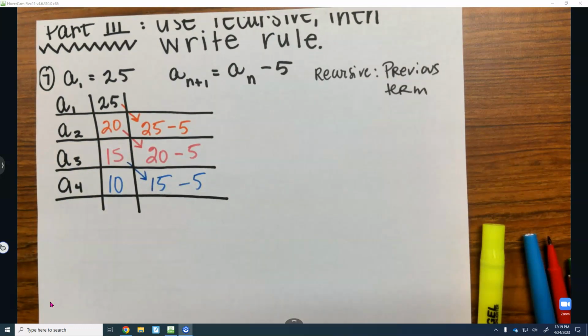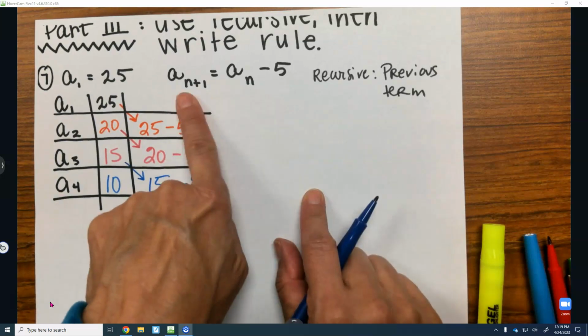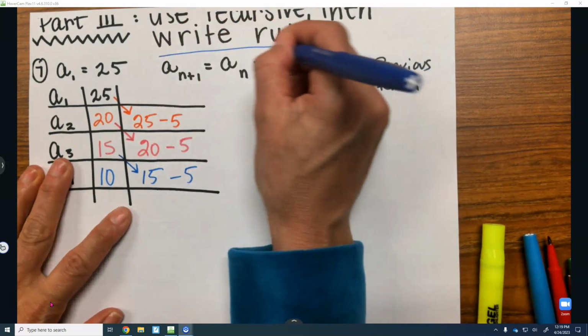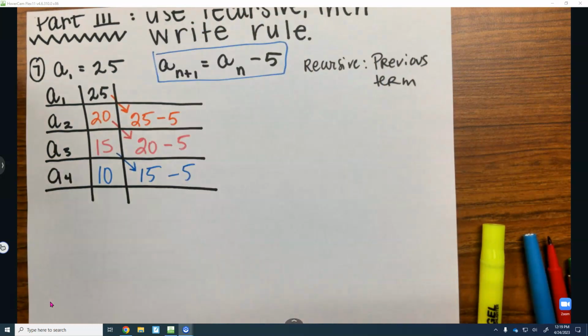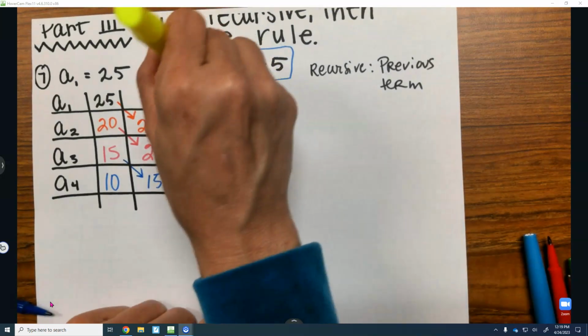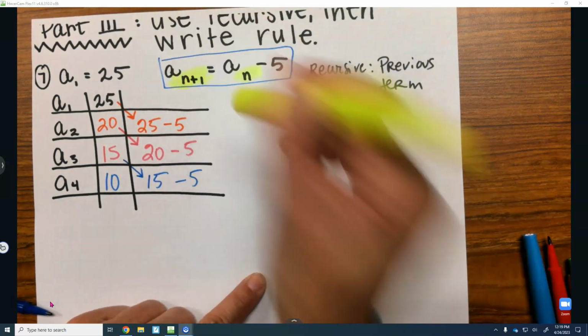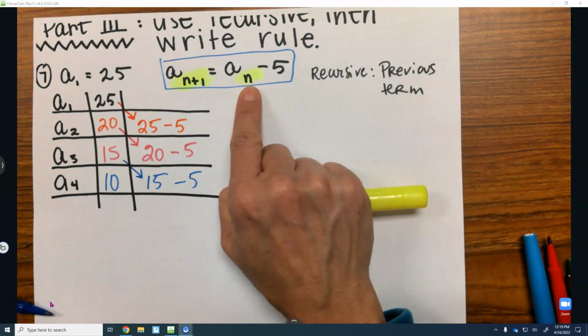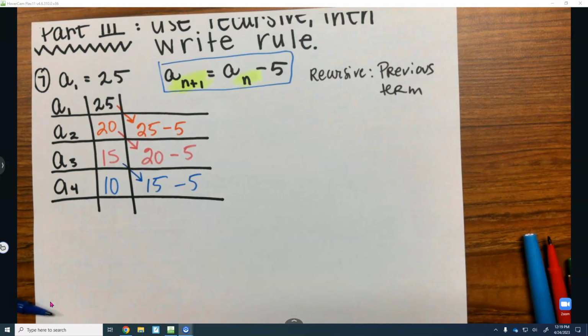That's how you write the recursive pattern given this recursive rule right here. This is a recursive rule. I know it's a recursive rule because it has this notation right here. Now and next. That's all that means.